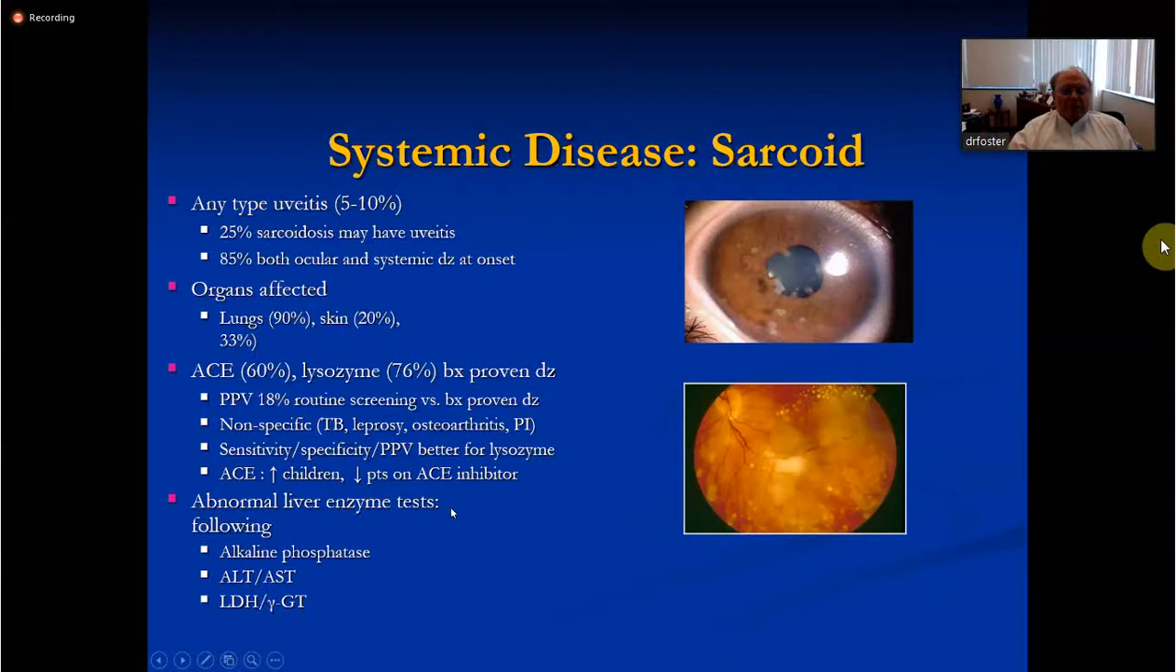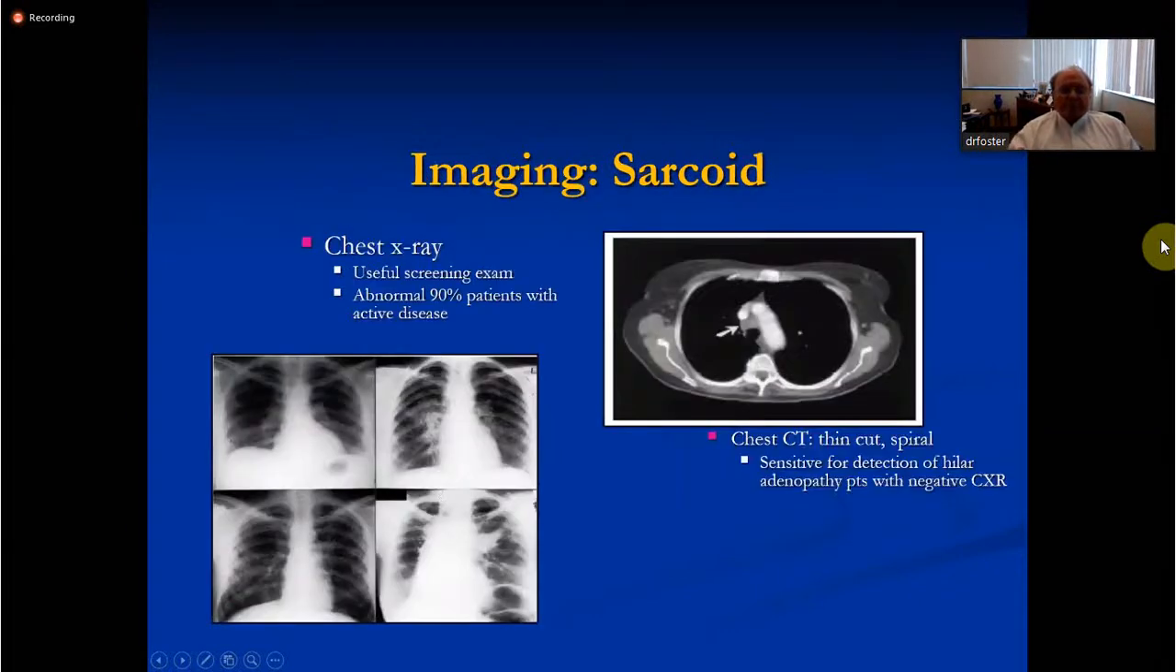Liver enzymes may be abnormal, but this is less sensitive than the ACE and lysozyme. Imaging is very important, though, in the patients that you're suspicious that they might have sarcoid. And here you see a chest CT scan showing the node enlargement. And here's the chest X-ray in the same patient.